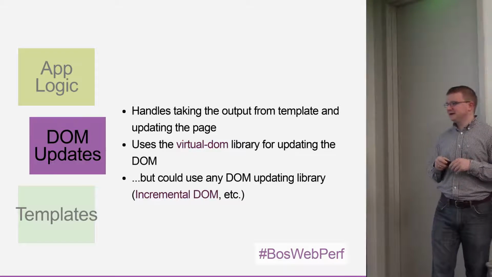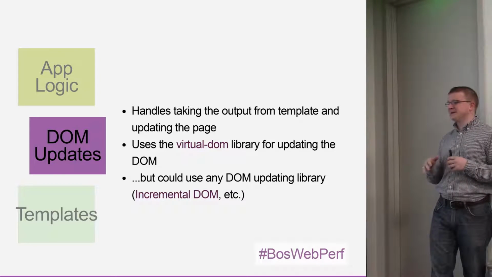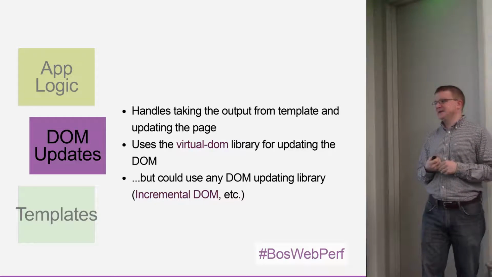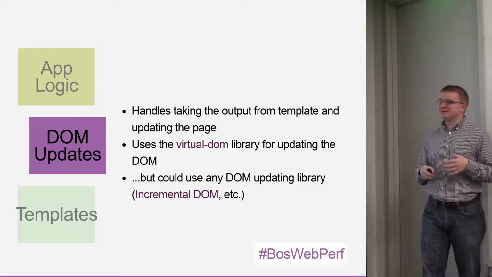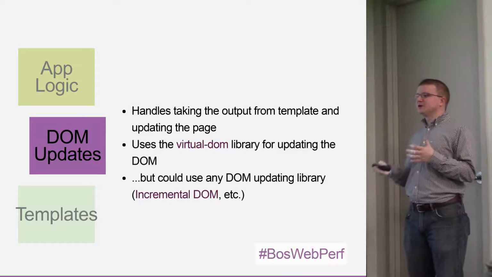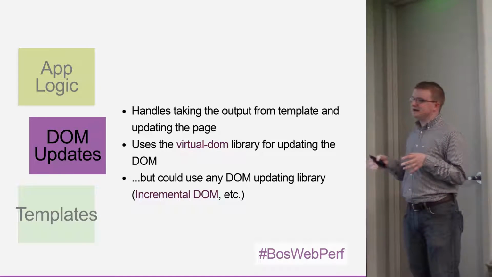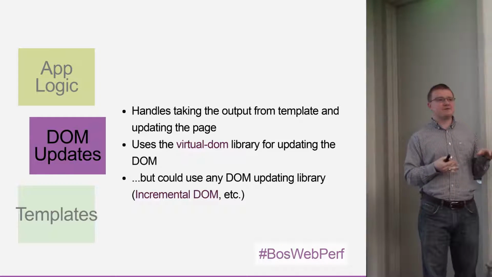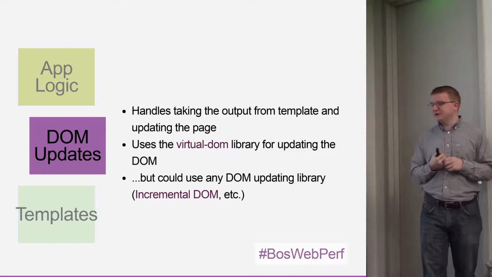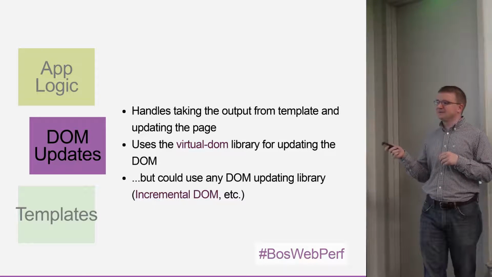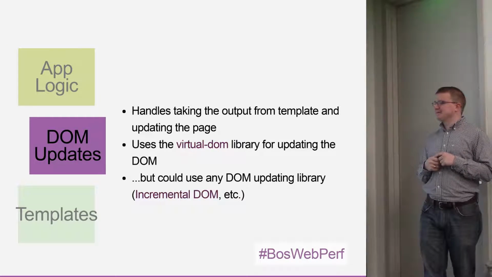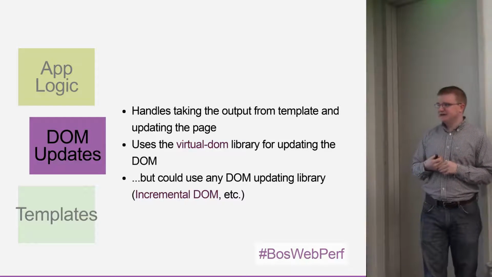So that meant any updates that needed to happen at the DOM layer could be completely abstracted from the developer. And that was a huge value for us, both on the abstraction side of things, because the developer no longer had to worry about the low-level DOM updates, but also from a performance side of things, we now had control over that performance. We could make sure that our implementation for updating the DOM was as fast as possible. So this layer handles taking the output from the template and updating the page.